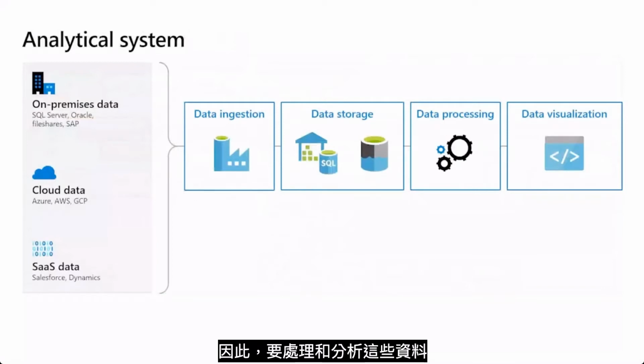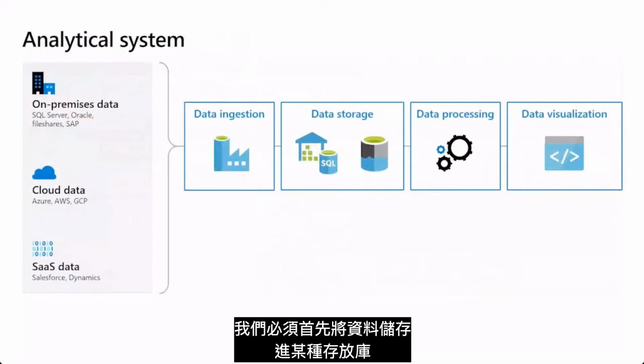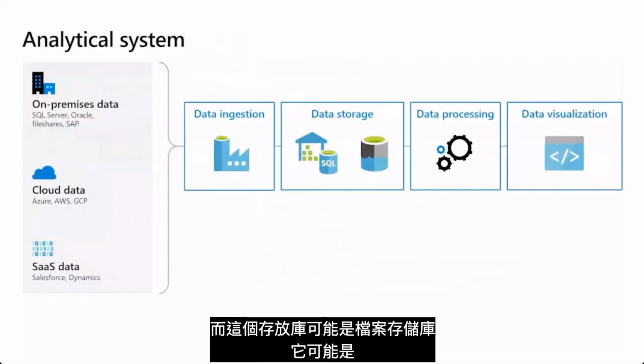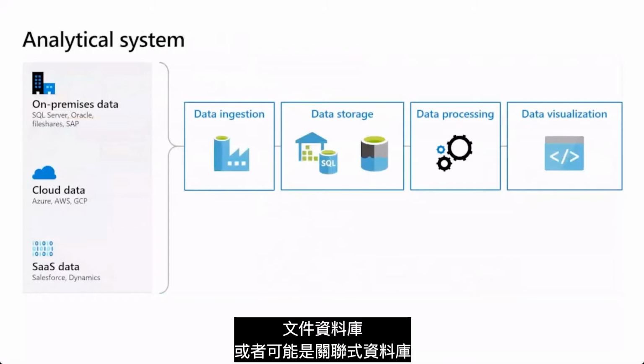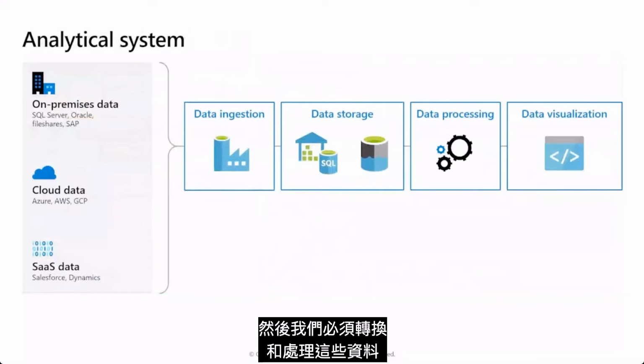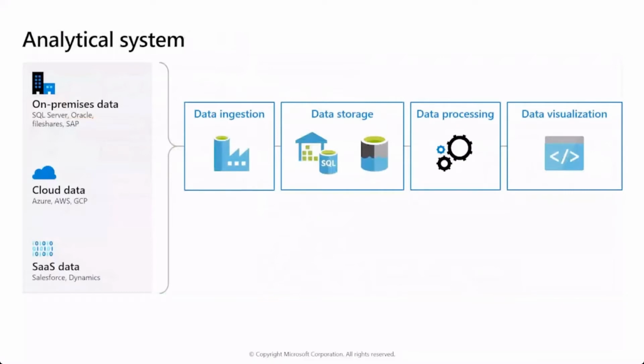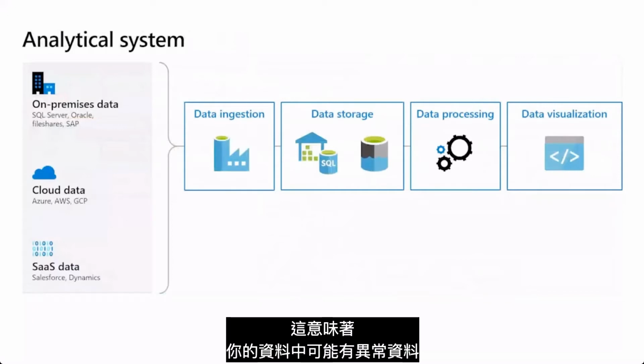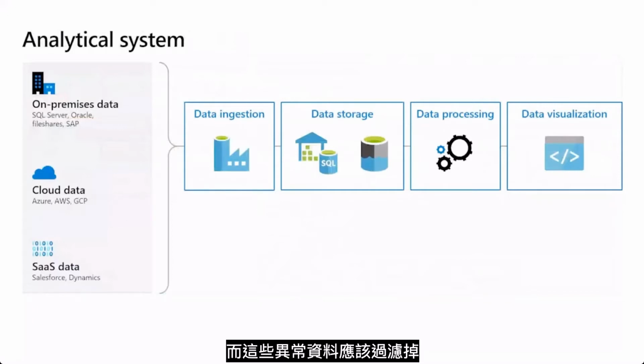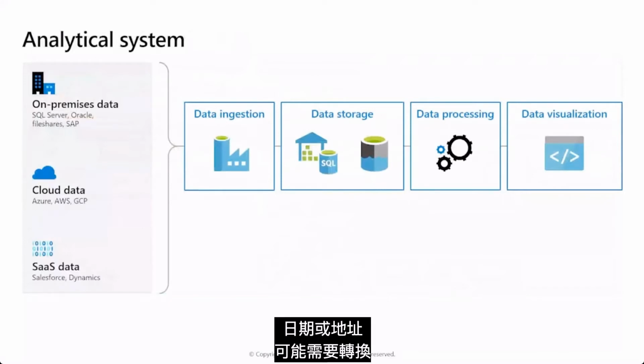To process and analyze this data, we must first store it in some repository. This repository could be a file store, a document database, or a relational database. Then we have to transform and process this data because the raw data might not be in a format that is suitable for querying. What that means is your data could contain anomalies, and these anomalies should be filtered out. It might also require some transformation in some way, shape, or form. For example, dates or addresses might need to be converted into a standard format.